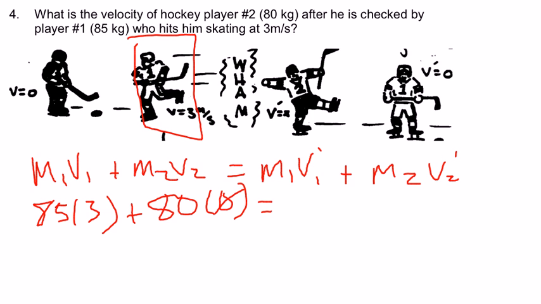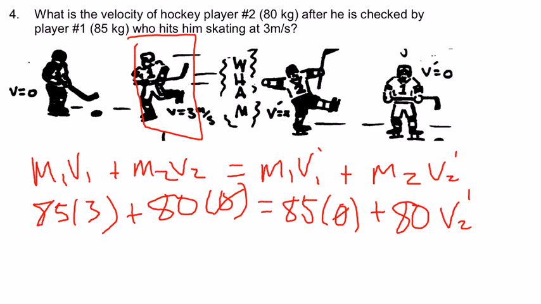Okay, on the other side, m1 is going to be the same mass as before. His mass doesn't change. So m1's mass is still 85. But this time his velocity is 0. Okay, and m2, his mass stays the same as well. His is 80 kilograms, and we are looking for his velocity afterwards.